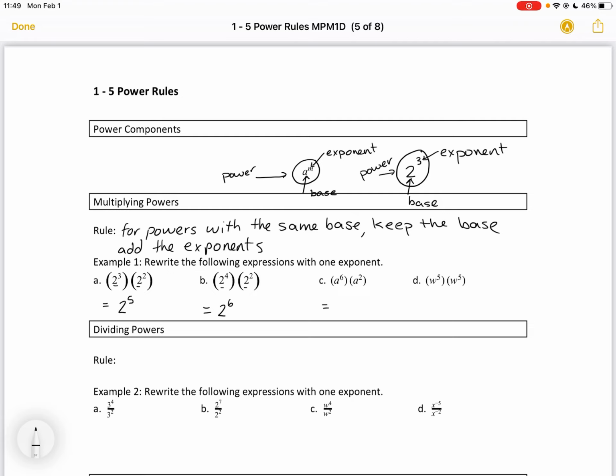We can also do it in general, even if the base is a variable. So here the base is the same. So we keep the base and add the exponents. 6 plus 2 equals 8. Our last example with a W, the base is the same, and we're going to add the exponents.